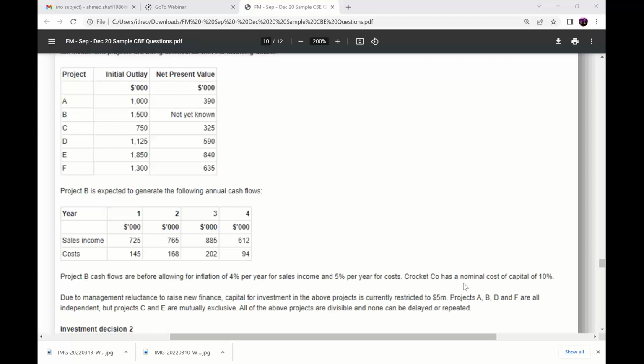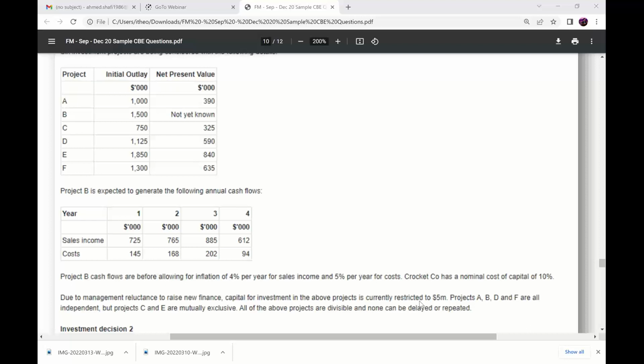Obviously, when inflation is there, we know there are 2 types of cash flows, real and nominal. Real are without inflation, nominal are with inflation. So when inflation is given, you use the nominal cost of capital that's given. Due to management's reluctance to raise new finance, capital for investment in the above projects is currently restricted to 5 million. Capital restricted to 5 million means we are facing capital rationing as well. Rationing, shortage, only 5 million is available.